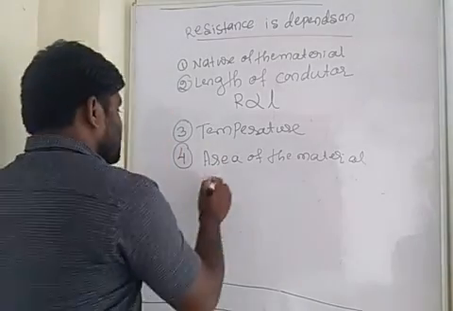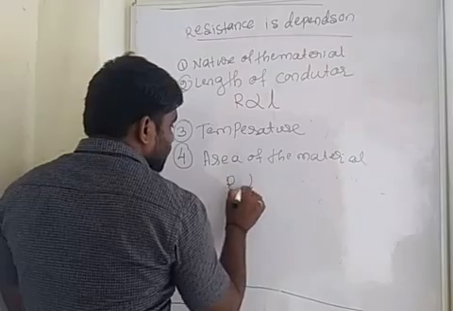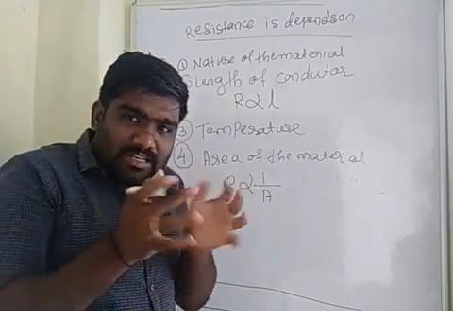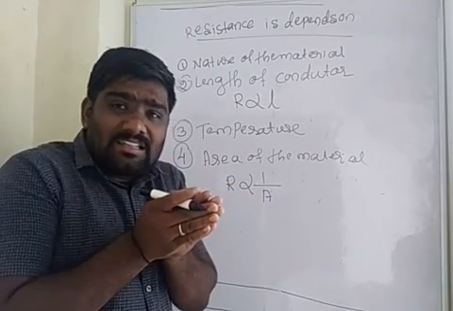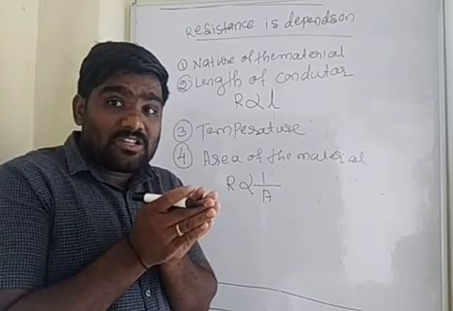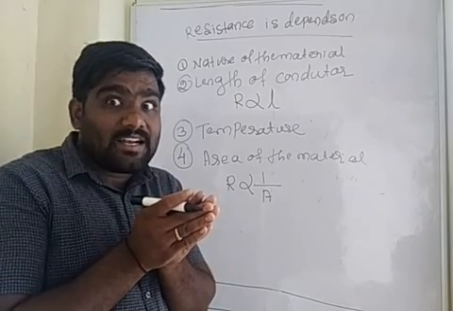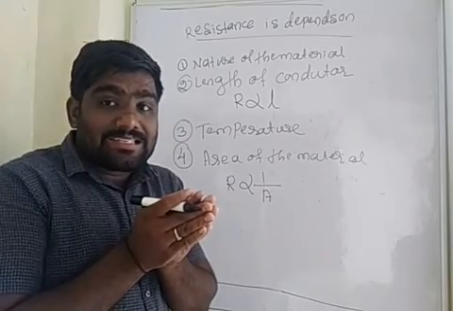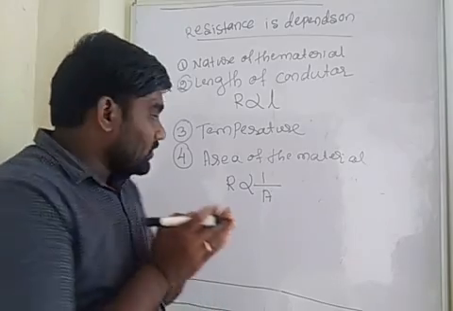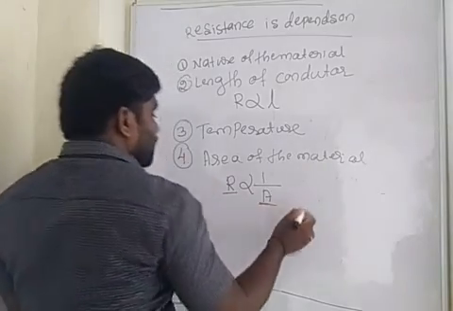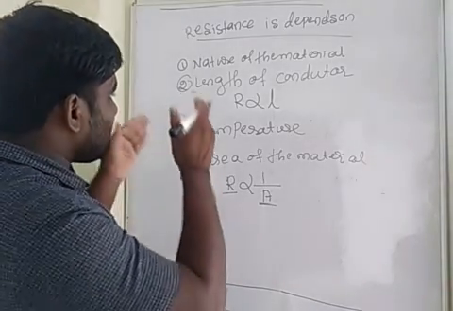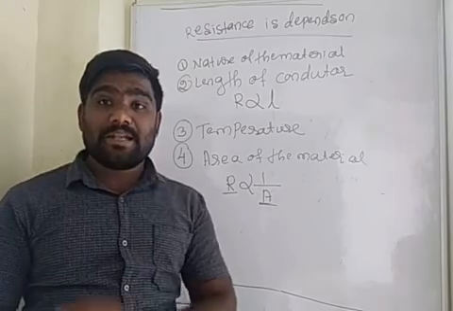See here, resistance is inversely proportional to area. As the area of the conductor decreases, then what happens? Compression of the charges, or electrons, takes place. As the compression of the electrons takes place, then what happens? Current increases. As the current increases, resistance also increases. So R is inversely proportional to the area of the conductor. These are the factors on which resistance depends.